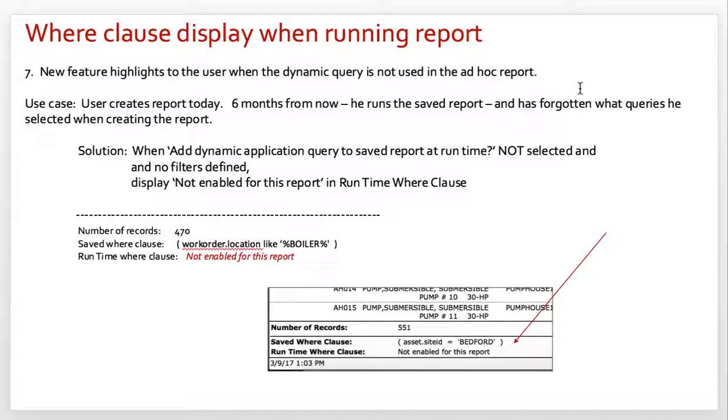Why is that important? Because maybe I created this ad hoc report 6 months ago and I forgot exactly what is in it, or my description is not intuitive enough. So I can always see my saved where clause. But in the case that maybe I did not select my runtime or dynamic where clause, I'll just simply see some text down here, not enabled for this report, so that I know that I ran my ad hoc report against my saved where clause only.